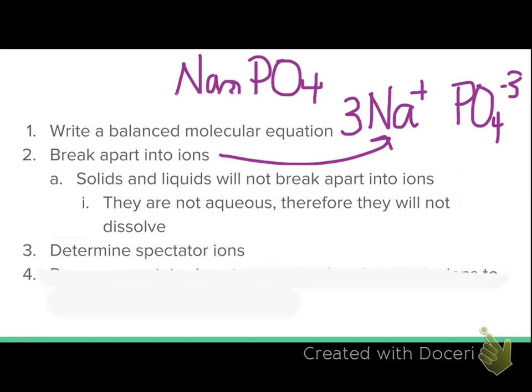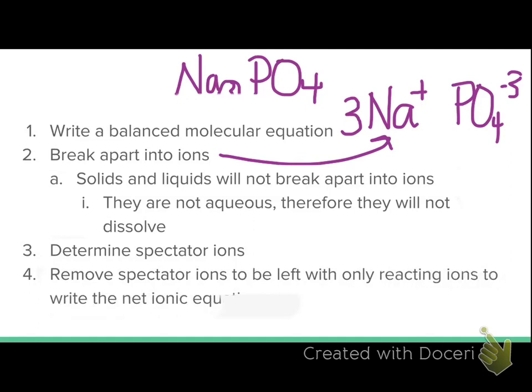Then you're going to determine the spectator ions, the ions that you saw on the reactant side and the ions you saw on the product side. You're going to remove them, and then you're going to be left with only the reacting ions, so we can write a net ionic equation. This is when you're going to see what's actually occurring or what's actually reacting in the problem.